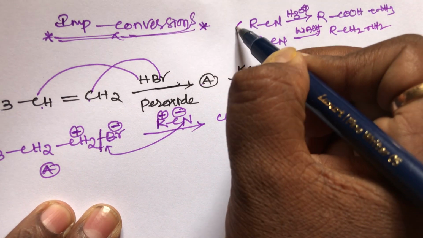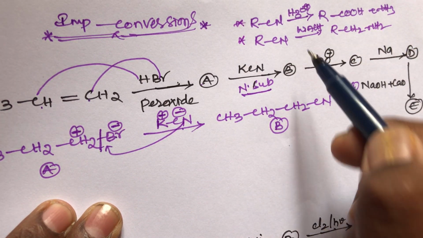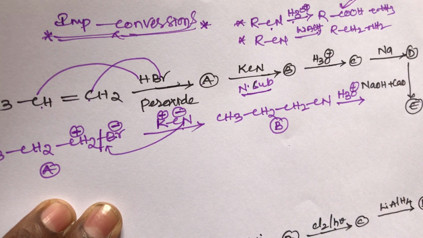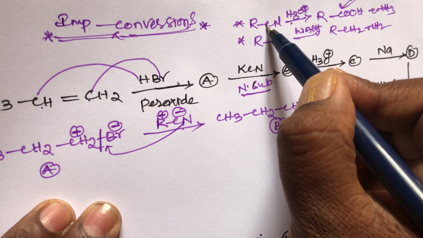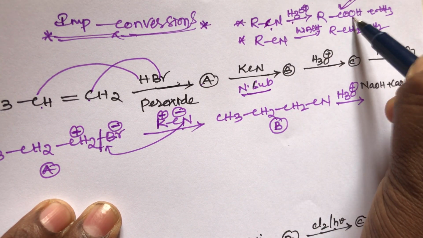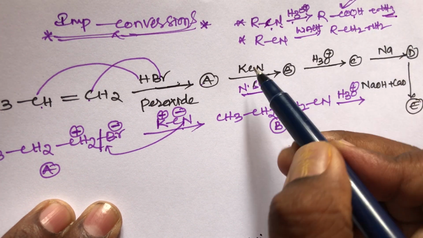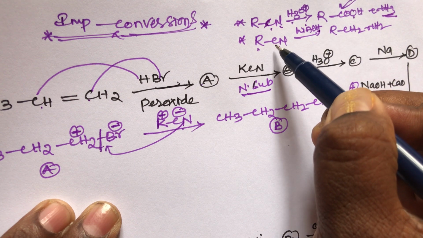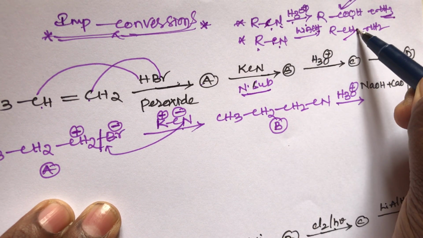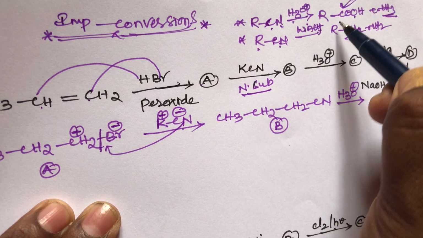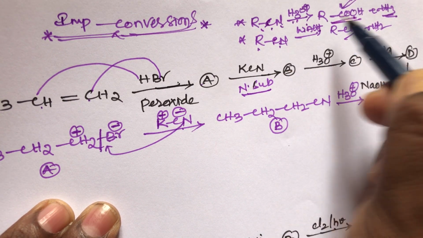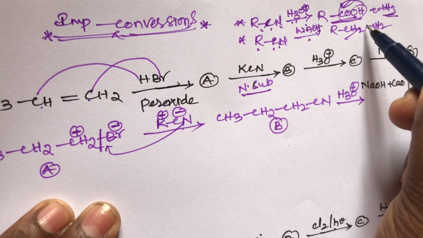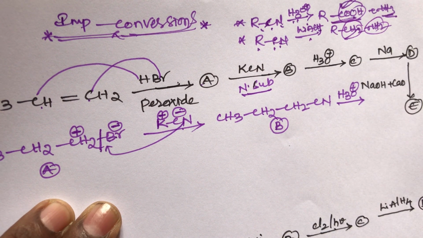Remember a simple trick, students. When alkyl cyanide undergoes hydrolysis to give acid, the carbon is converted to COOH and N is converted to NH3. The same alkyl cyanide reacting with lithium aluminum hydride gives CH2NH2, where the carbon is converted to CH2 and N is converted to NH2. Cyanide hydrolysis gives the acid group, and cyanide reduction with lithium aluminum hydride gives CH2NH2. This is the simple trick. Now what to do, student?